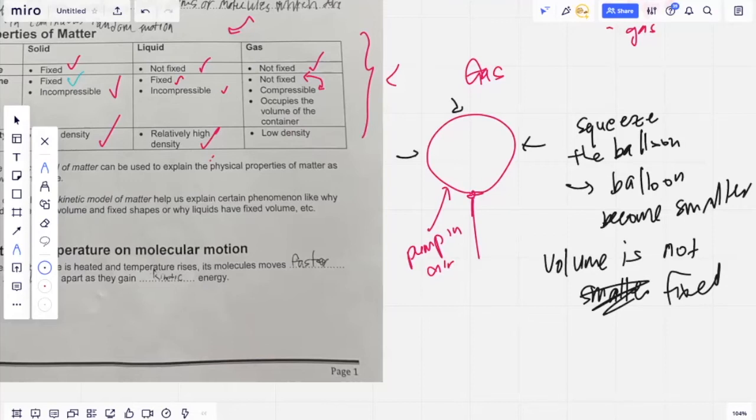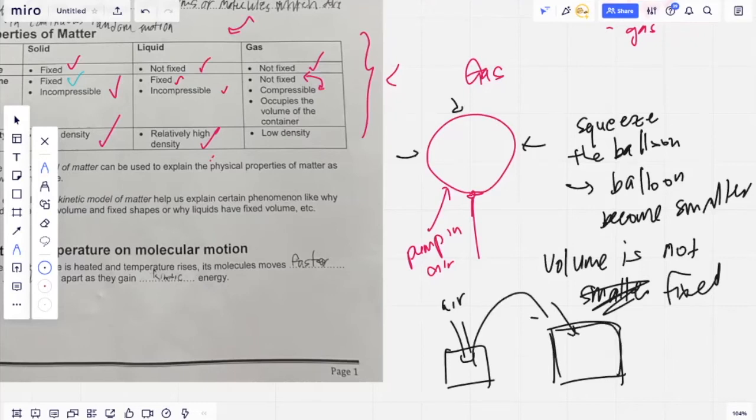Then if I have a small container, I pump air into the small container like this. Then I have a bigger container, and I transfer this over. This air will then fill up the bigger container, which will tell you that it occupies the volume of the container. So you have a big container, small container, the same amount of air will just readjust because it's compressible. Then low density is explained later.